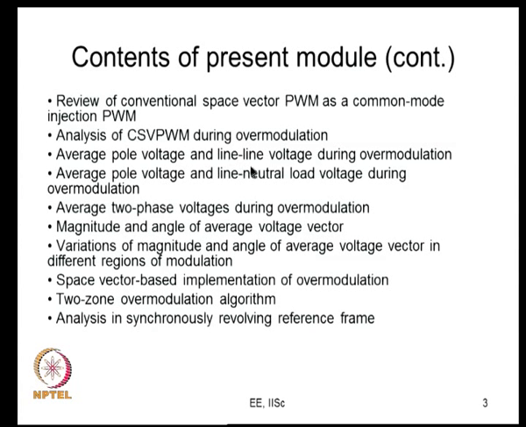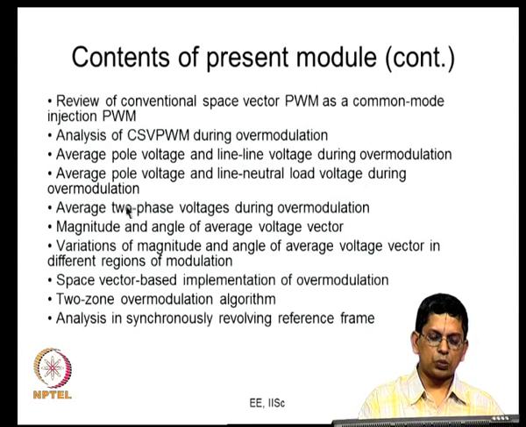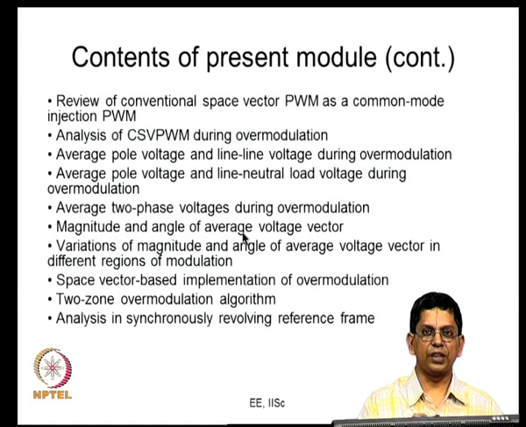We will look at the average pole voltage and average line-to-line voltage during overmodulation, like what we did for the sine triangle PWM. We will do the same thing for the space vector PWM. We will look at the 3-phase line-to-neutral voltages, and we will look at the 2-phase line-to-neutral voltages after transforming them into the space vector. These 2-phase voltages in the space vector domain can be converted from the so-called rectangular coordinates into polar coordinates, so that you can start seeing the magnitude and angle of the average voltage vector.